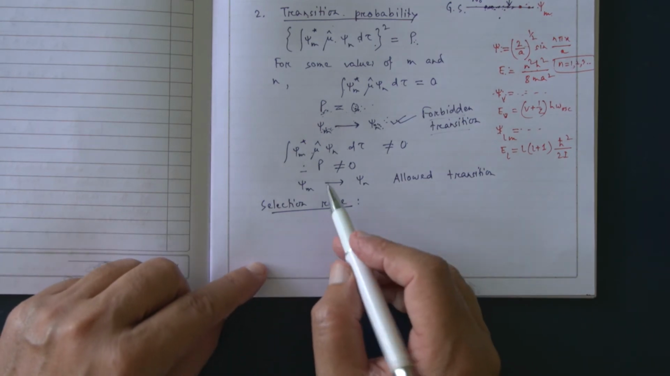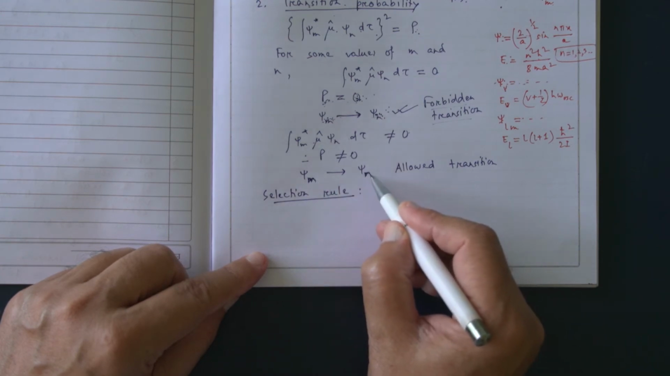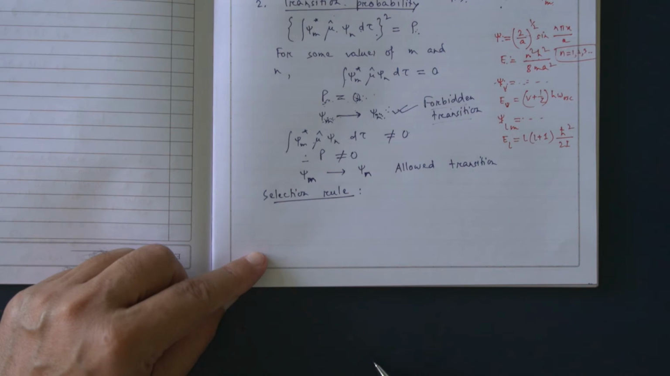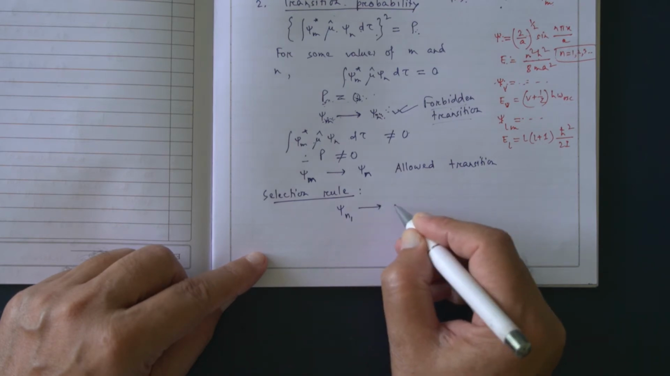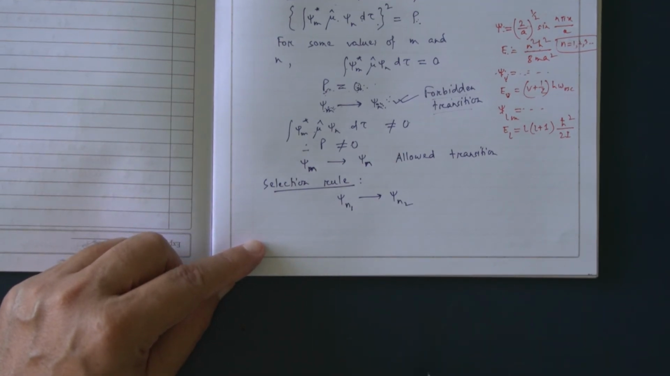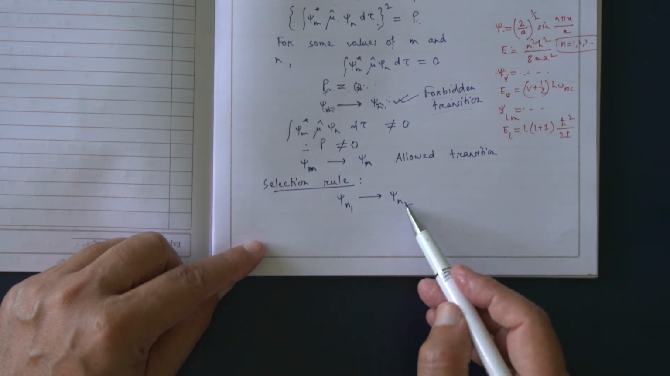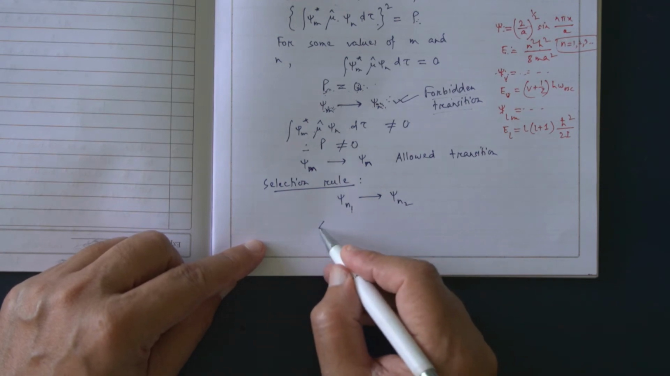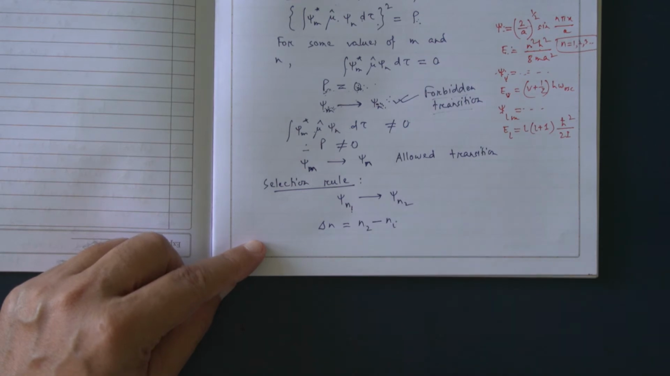So what is selection rule? Here m is the quantum number, n is the quantum number. Okay. For convenience, let me write it. Say psi n1 to psi n2. N is the quantum number. For convenience, for m I am writing n1, for n I am writing n2. Okay. So what is del n then? Del n equal to final minus initial.